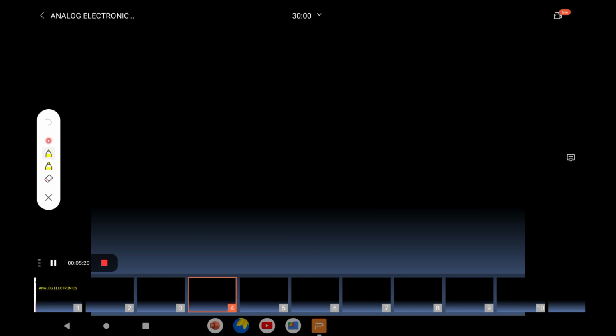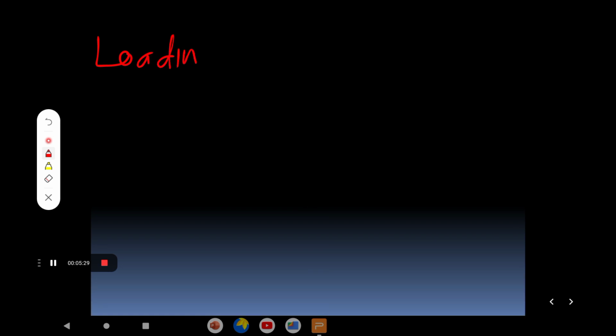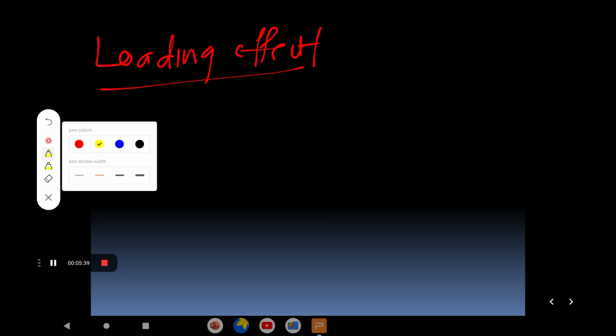The third one is that due to this, there is some effect. That effect is generally called the loading effect. One more point is loading effect. So obviously there is a question: what is meant by loading effect? I will come to that. Just we will take one diagram for this.